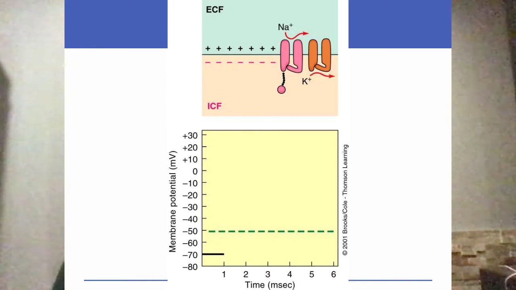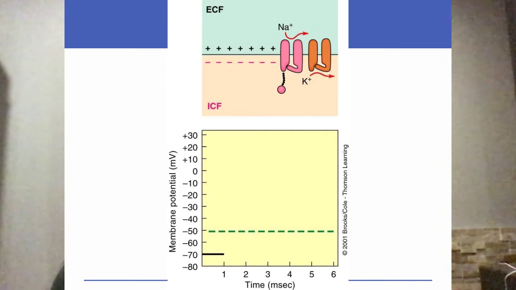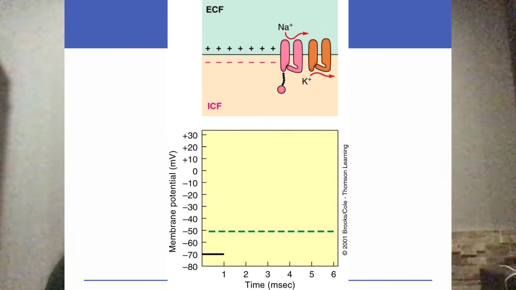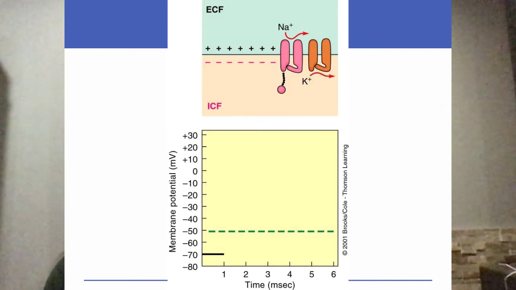Look up at the voltage-gated channels. The pink one is the sodium voltage-gated channel. The activation gate is closed, and the voltage-gated potassium channel is closed. There's only one gate for that one. Also to note, on the voltage-gated sodium channel, the inactivation gate is open. This means it's ready to be stimulated. It can open at this point.